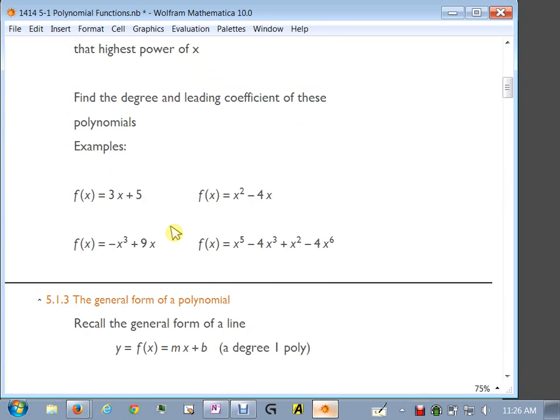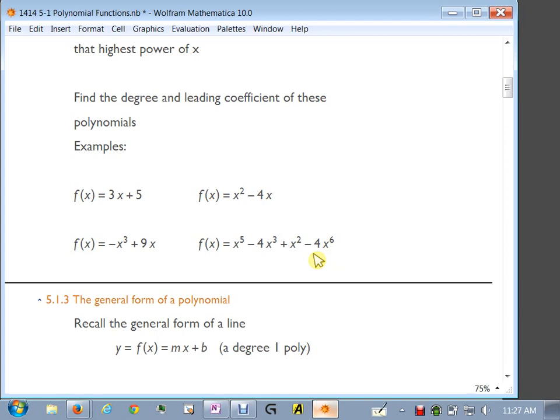So here are some examples. What is the degree of this right here? What's the degree? 1, because the highest power on the x is 1. What's the leading coefficient? 3. What is the degree of this polynomial? 2. What's the leading coefficient? 1, the one that's in front of this, right? What's the degree here? 3, leading coefficient? -1. What's the degree here? I got you. 6, right? 6, leading coefficient? -4. It's the highest power you see in the entire thing, right?